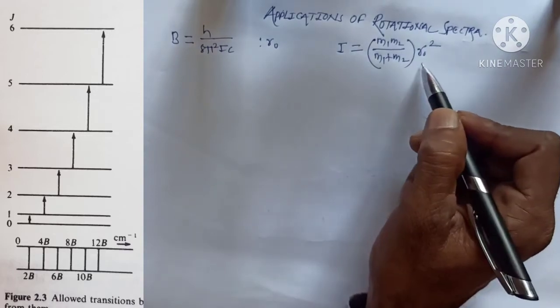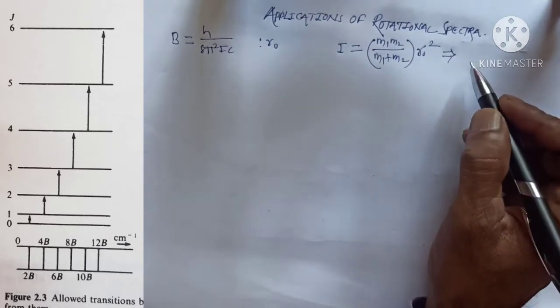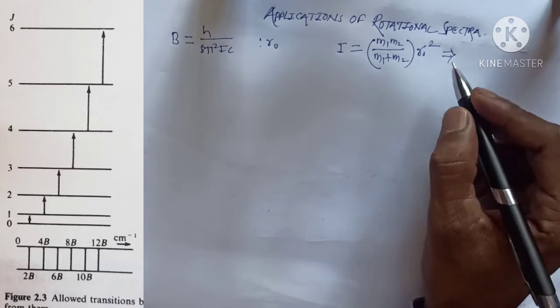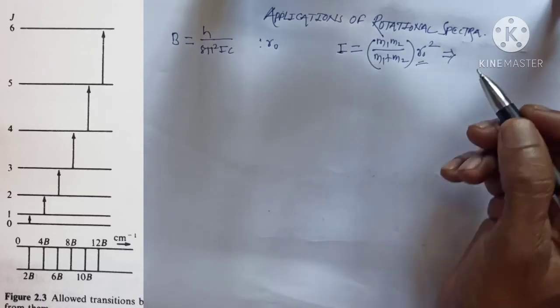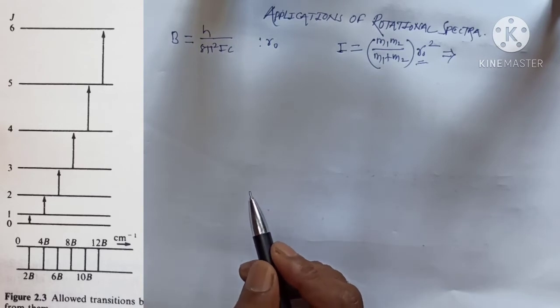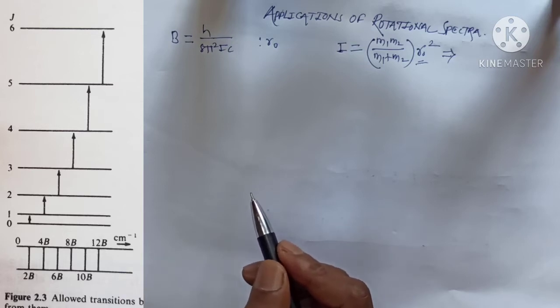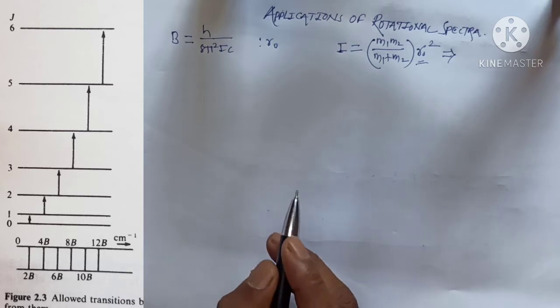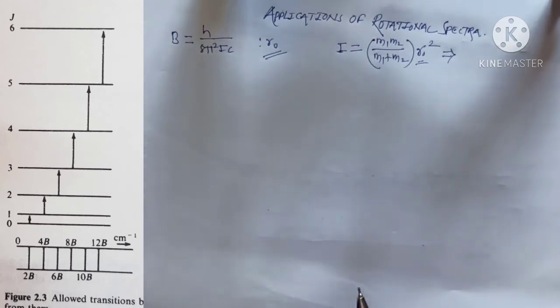So by using this equation we can determine the value of the moment of inertia, this bond length or internuclear distance. So the internuclear distance, bond length, or the distance between the two atoms can be determined with the help of this microwave or rotational spectra. So the important application of these rotational spectra is determination of the bond length of the molecule.